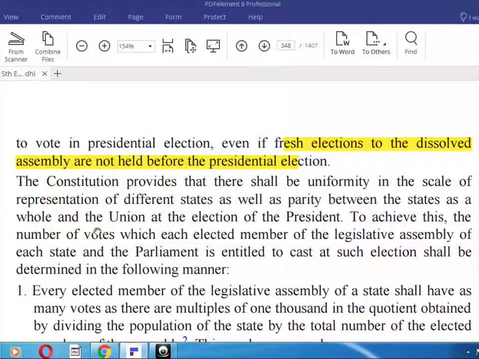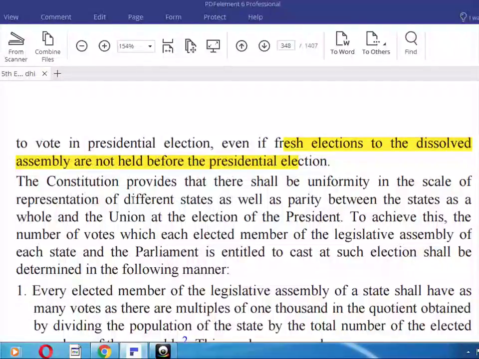The Constitution provides that there shall be uniformity of the scale of representation of the different states, as well as parity between the states as a whole and the Union at the election of the President. To achieve this, the number of votes which each elected member of the Legislative Assembly of each state and of Parliament is entitled to cast at such election shall be determined in the following manner.